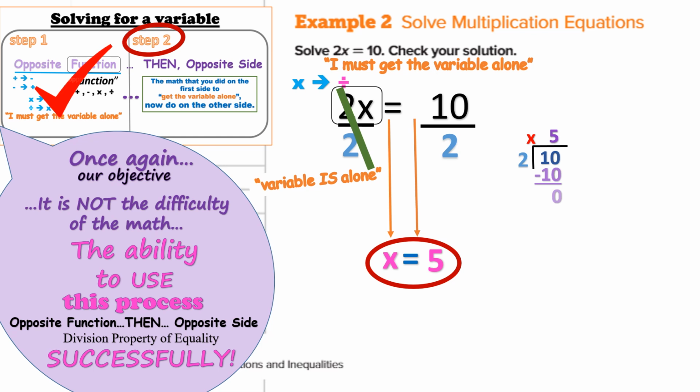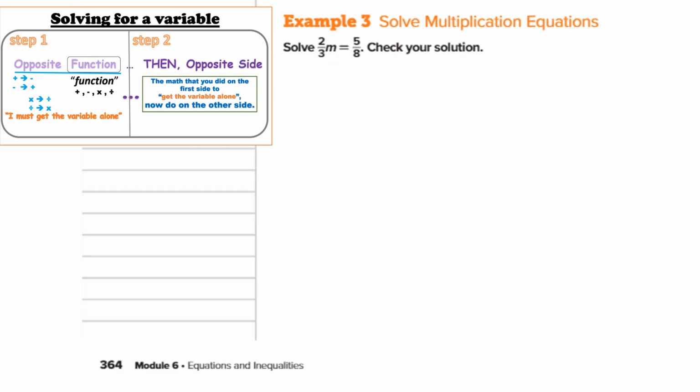But then some of you get to questions like the next one, and you're like, I don't remember what to do. All right, so when we get into fractions, I've got some important things that we really need to cover and make sure we take notes on. But once again, it's just multiplication with a variable, one-step algebraic equation. We're okay as long as we can do the opposite function, then on the opposite side.